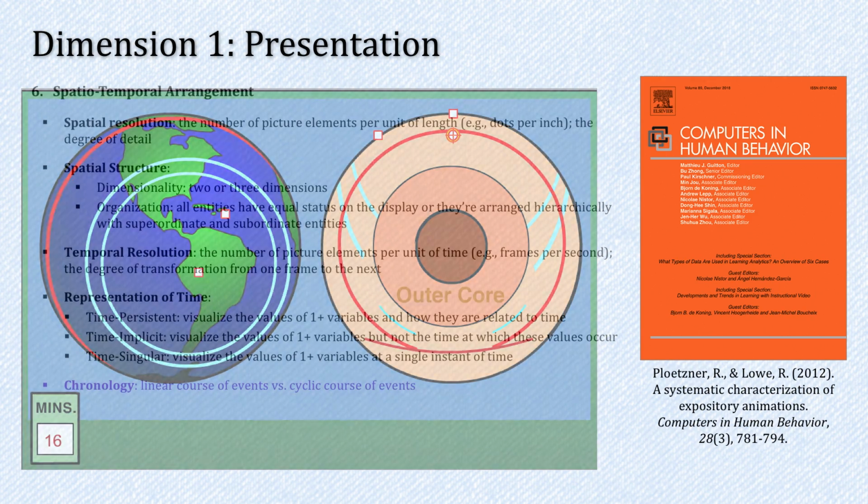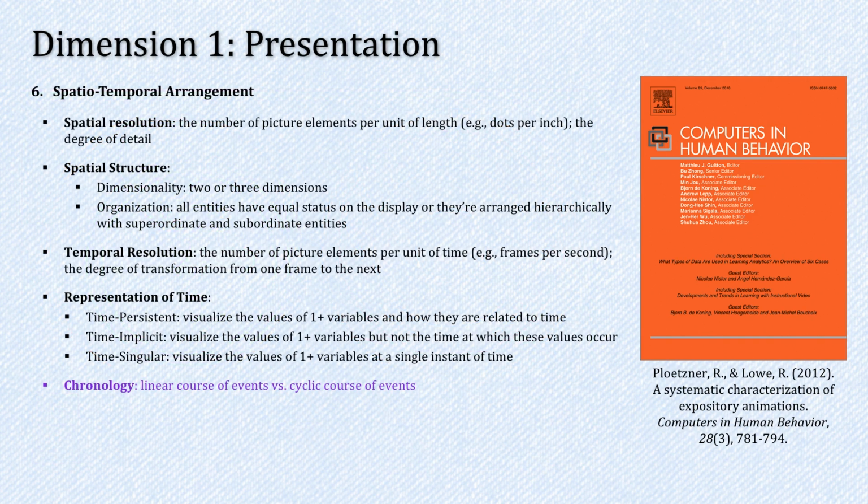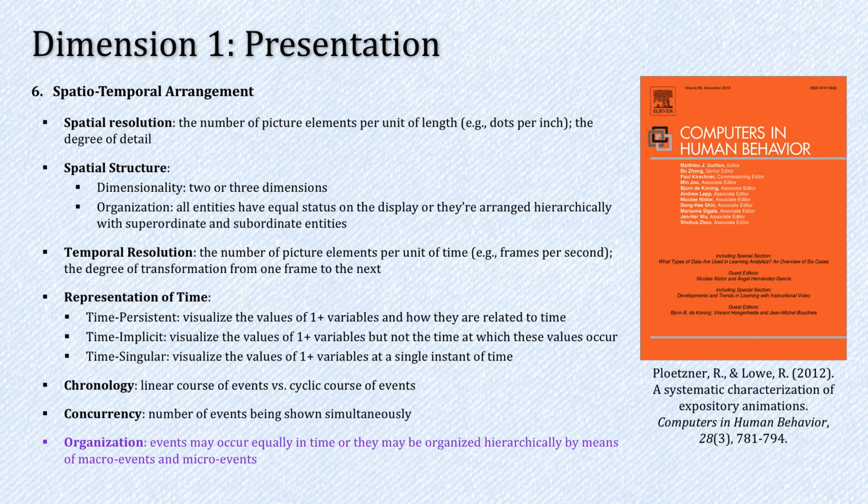Another important dimension is chronology, whether there is a linear course of events or a cyclical course of events. We also have concurrency, how many events are being shown simultaneously at the same time in the animation. And we also have the organization in the sense that events may occur equally in time, or they may be organized hierarchically by means of macro events and micro events. All of those subdimensions all fold up into the larger dimension of presentation.